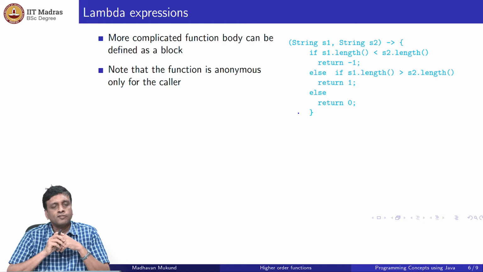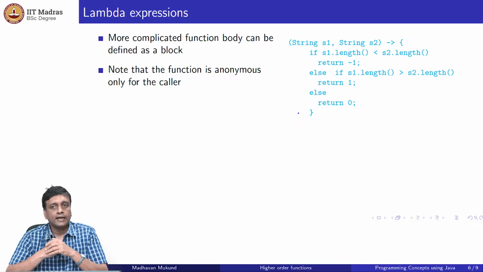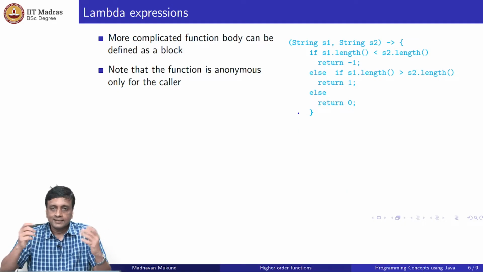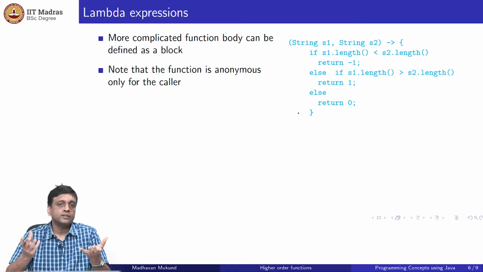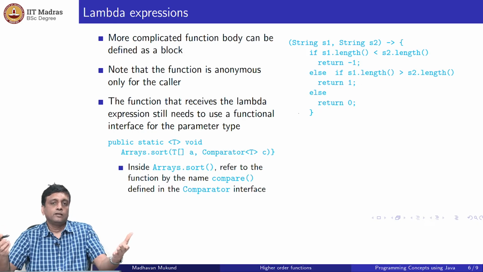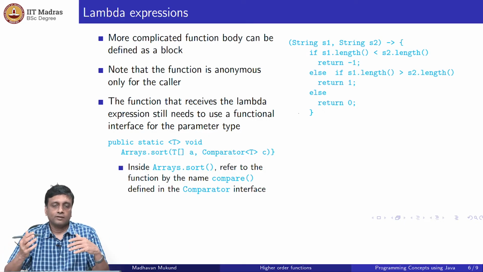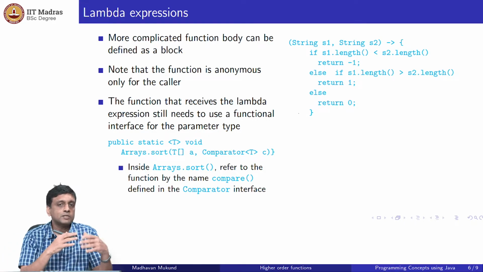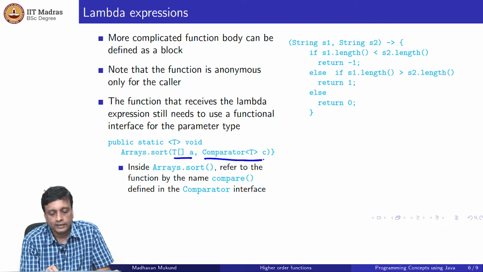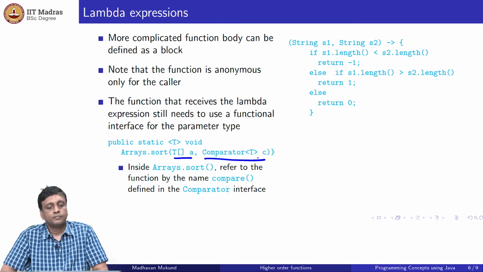So, this is an anonymous function, but it is kind of asymmetric. When I call something that expects a functional interface, I can pass an anonymous function without naming it, creating an object, all that. From the other side, there is no such notion: I cannot write a function which takes an anonymous function as an input directly. The only way I can write a function is to actually use the interface. So, the code that is receiving this must be written in the conventional sense. Here, Arrays.sort will take an array of some type, and it will take a comparator of a comparable type.